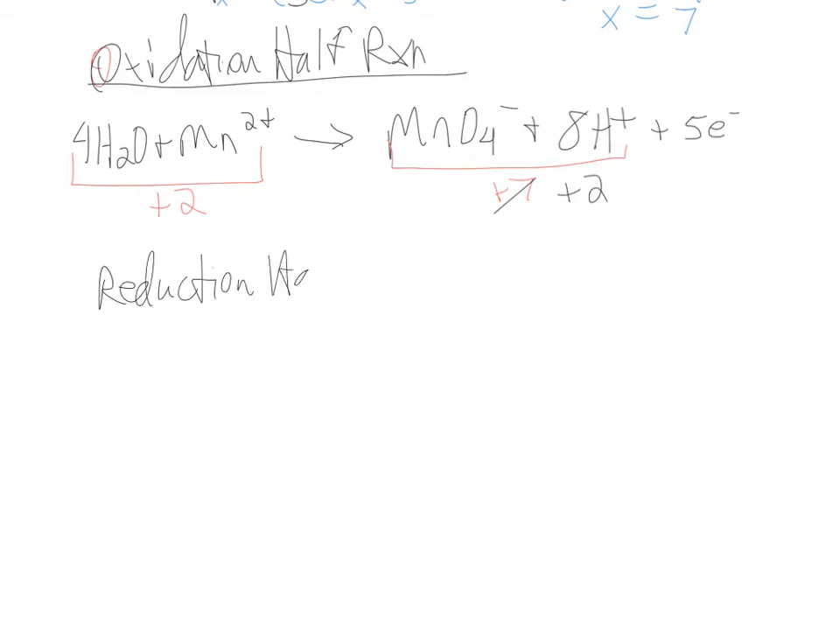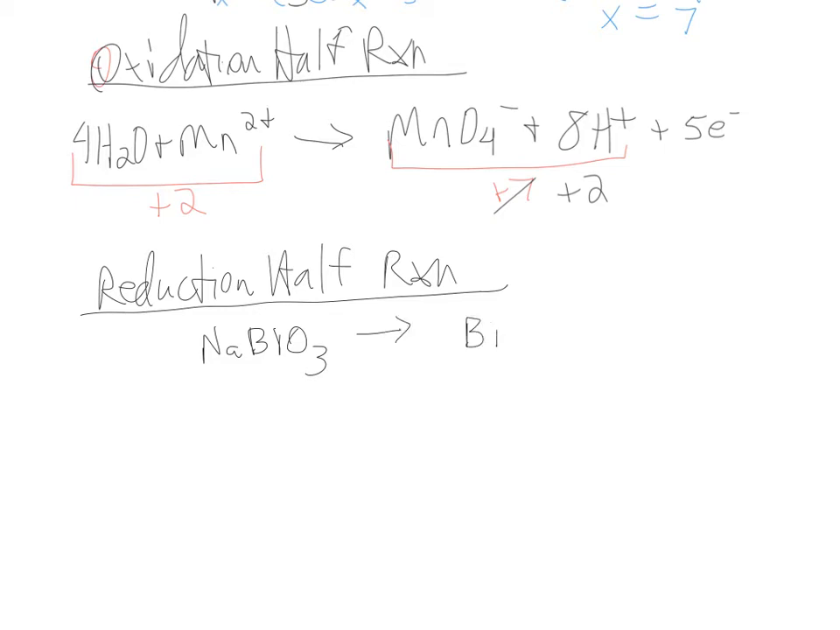Let's tackle the other one. In the reduction half reaction, we started with NaBiO3 on the left side and Bi3+ on the right side. Now here's where it gets really tricky. Step 1 of balancing half reactions is to balance elements other than H and O.